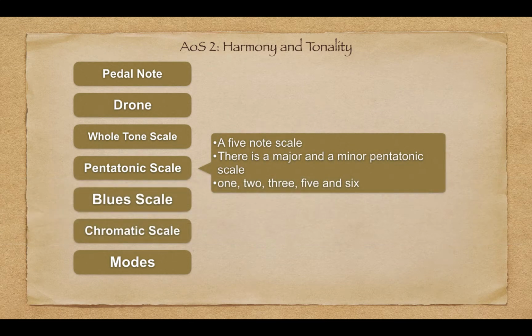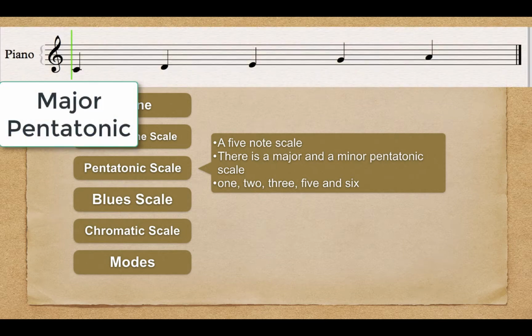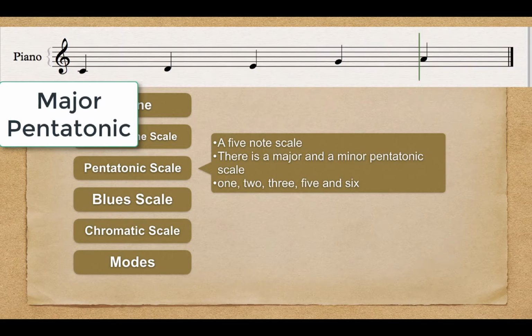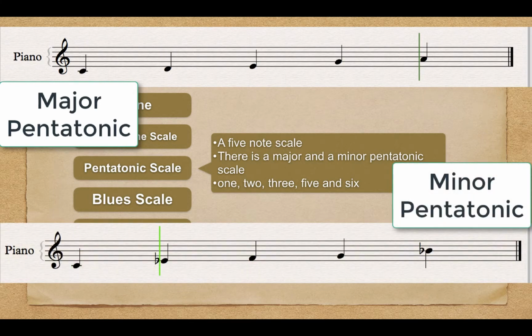Pentatonic scale. The pentatonic scale is a 5-note scale. There is a major and minor pentatonic scale. The major pentatonic scale is made up of the following notes of the major scale: 1, 2, 3, 5, and 6. The minor pentatonic scale is made up from the following notes of the minor scale: 1, flat 3, 4, 5, and flat 7.